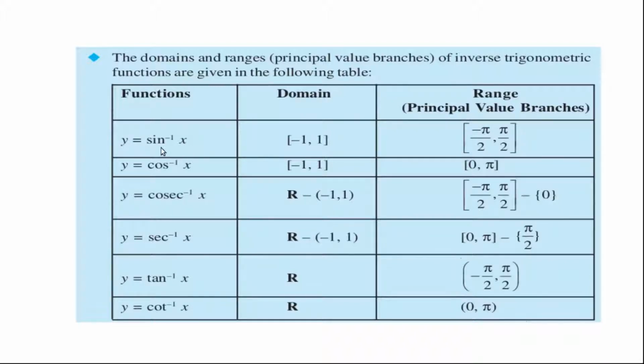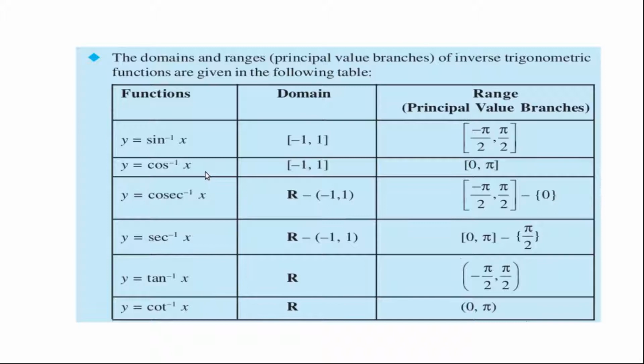For example, if I take y equal to sin inverse x, its range is the closed interval minus pi by 2 to pi by 2. That is called the principal branch of sin inverse x. That means if I am finding sin inverse of 1 by 2, that is pi by 6, because that lies in this interval. Therefore, we have a clear idea about the range of the principal branch of inverse trigonometric functions.